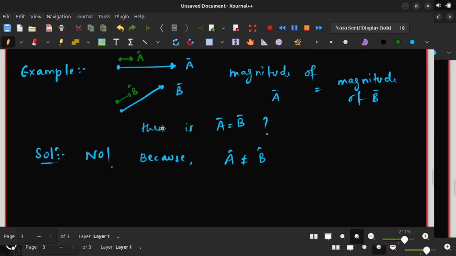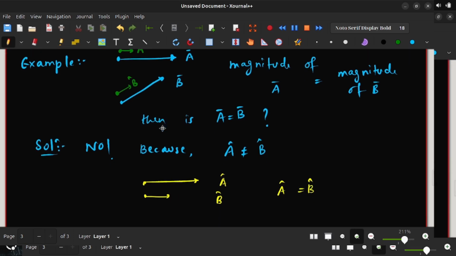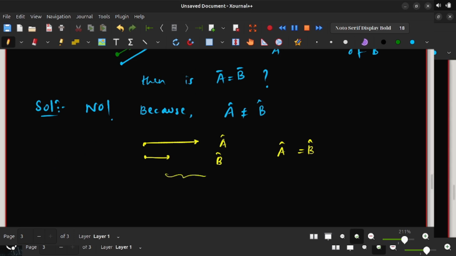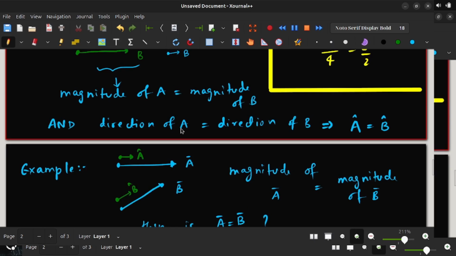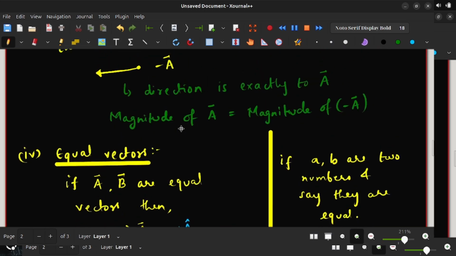So I think the idea is clear to you. Acha, if two vectors are something like this and they have the same direction, A cap equal to B cap, but their magnitudes are not the same, here still A vector is not equal to B vector. So I think you have understood how two vectors will be equal. They will be equal only if their magnitudes are the same and the directions are the same as well.